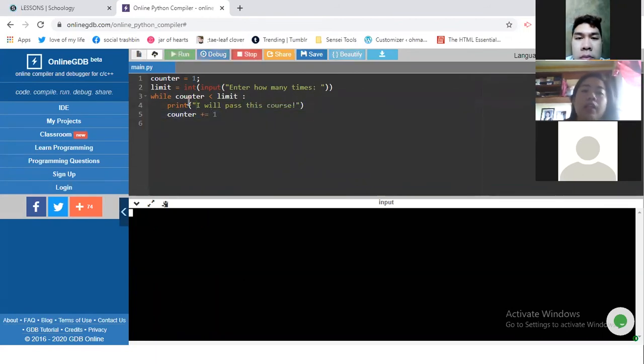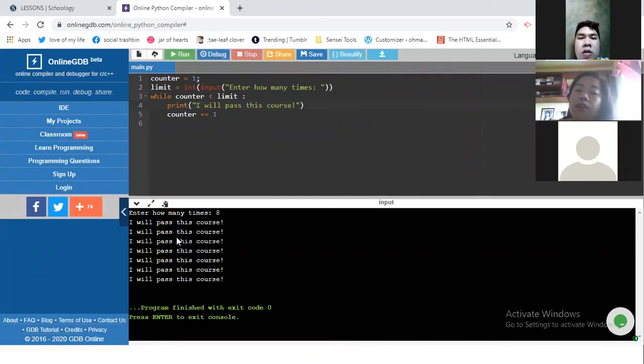So run natin. Ang mangyayari, mag-i-input ako kung ilang beses kong gustong i-print yung instruction. So let's say 8. Ganyan, madami siya. So dynamic po yung value ng limit, ibig sabihin pwedeng maiba. Dun sa kanina, limit is equals to 3, naka-fix na siya. Pag fix, pwedeng wala na kayong variable, tapos diretso nyo na siya sa equation. You get my point?